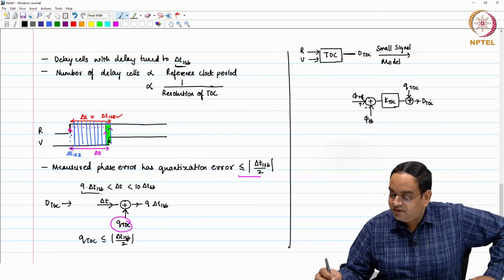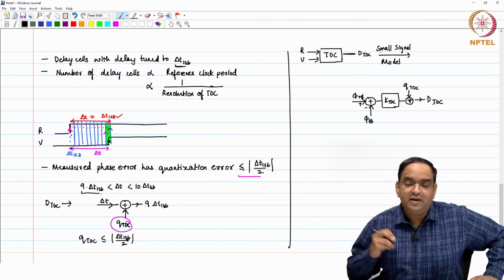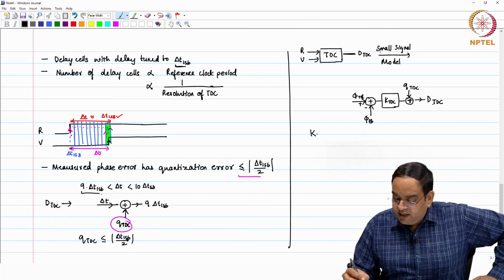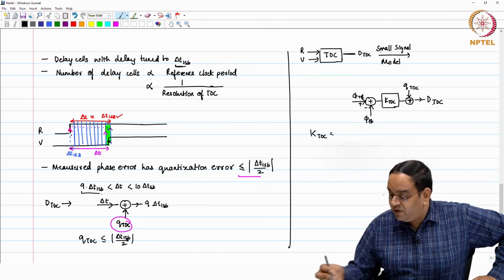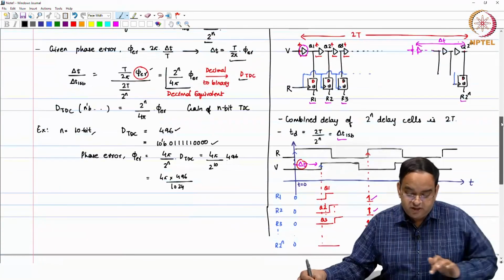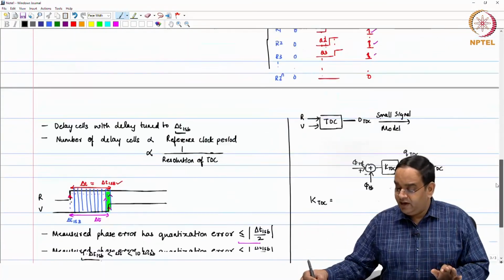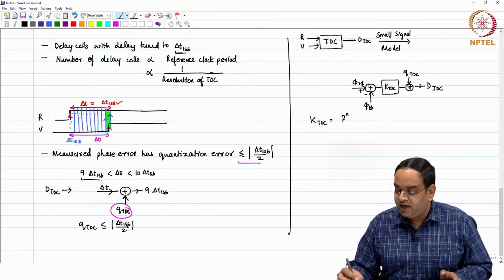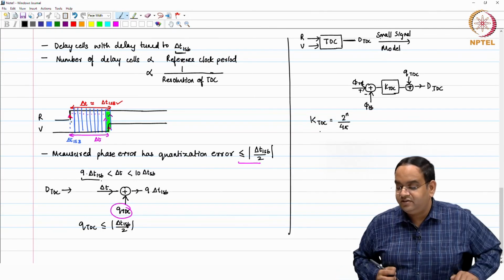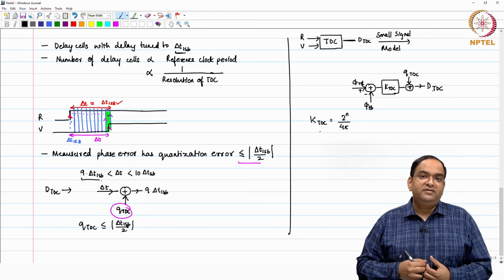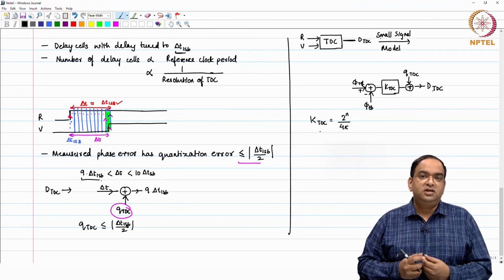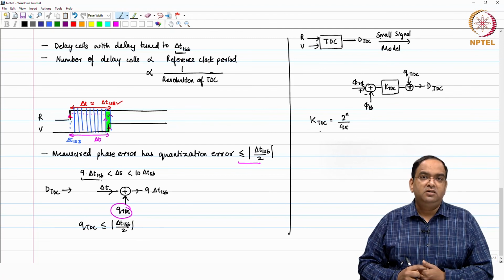If you are not doing any noise analysis, then we can ignore qTDC, but this is what exactly happens, right. And k TDC, we have seen, depends on what range you are implementing with how many bits. So, if we are implementing a range of 4 pi, then in that case 2 power n divided by 4 pi is the k. Okay. So, this is how we will detect the phase error to give us the digital word which is used by the loop filter. Okay. Thank you.